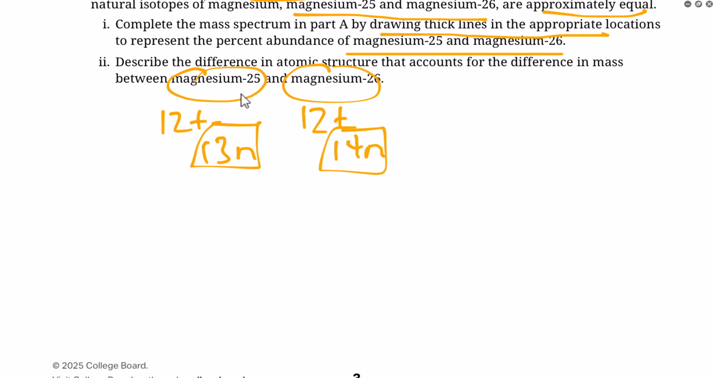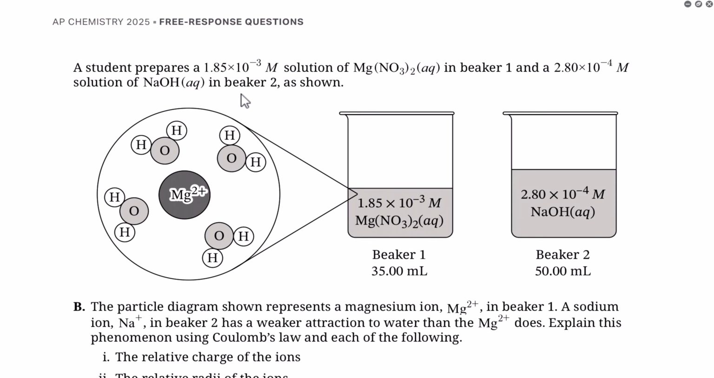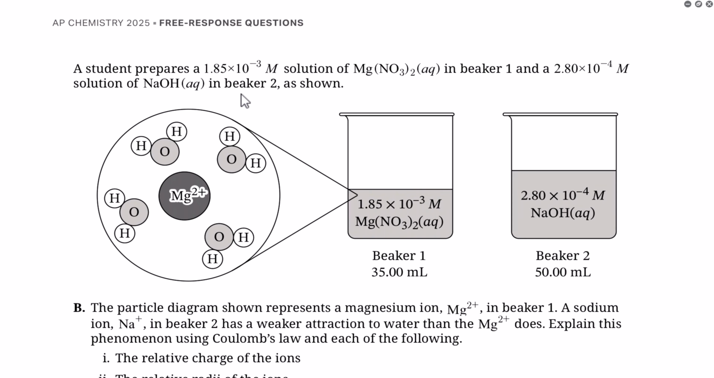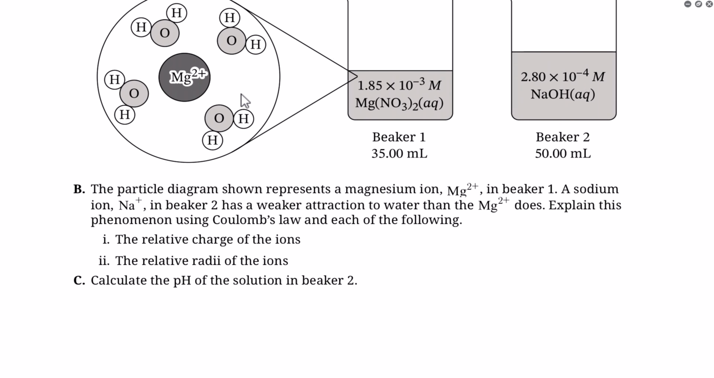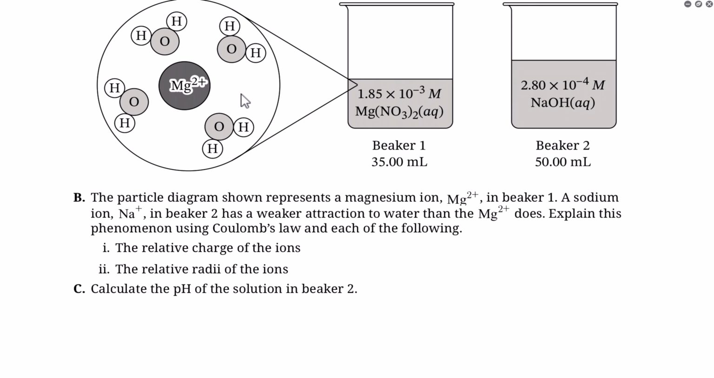Let's see what we've got coming up next here. All right, so it says a student prepares a 1.85 times 10 to the negative third molar solution of MgNO3 in beaker 1 and a 2.80 times 10 to the negative fourth molar solution of NaOH in beaker 2 as shown. The particle diagram shown represents a magnesium ion in a beaker. A sodium ion in beaker 2 has a weaker attraction to water than Mg2+ does. Explain this phenomenon using Coulomb's law and each of the following.